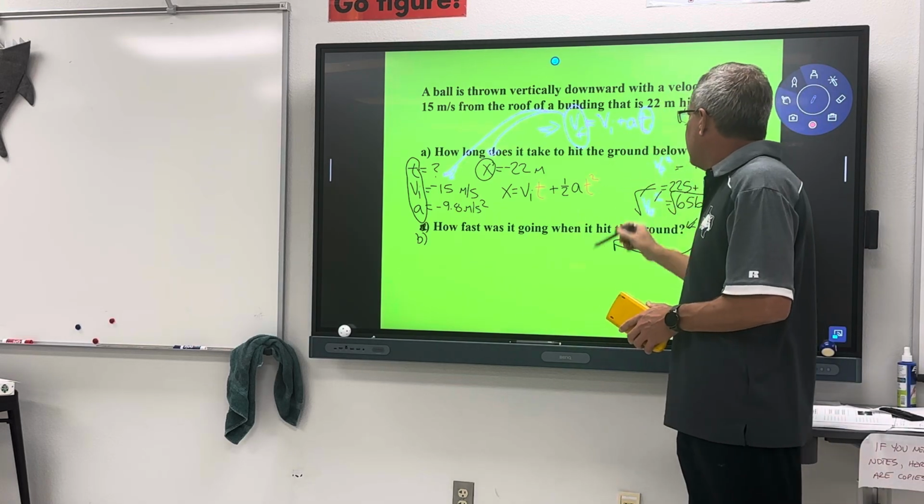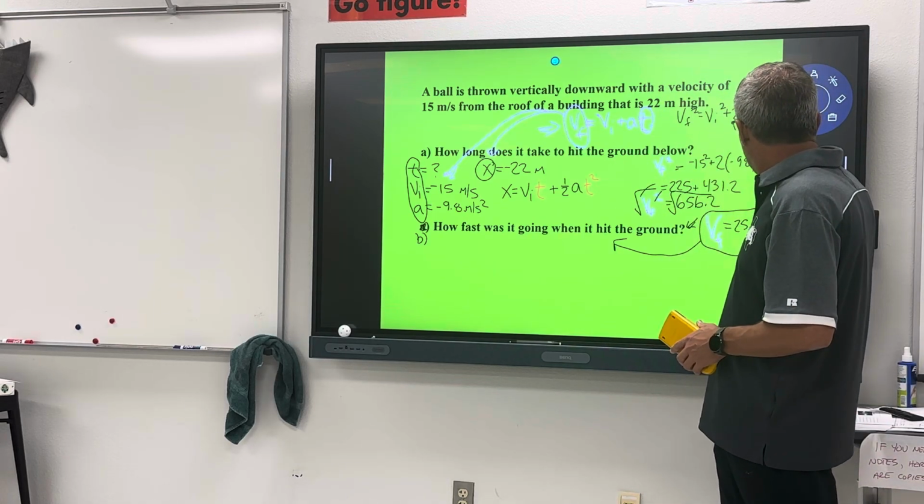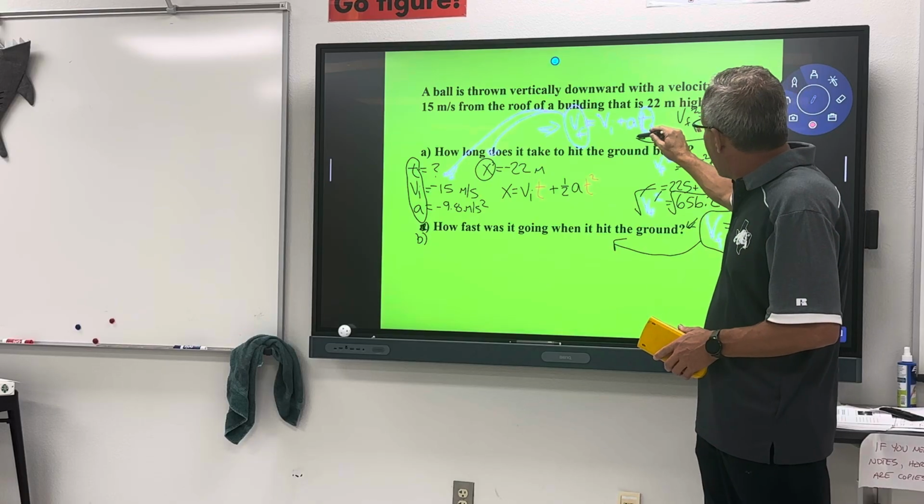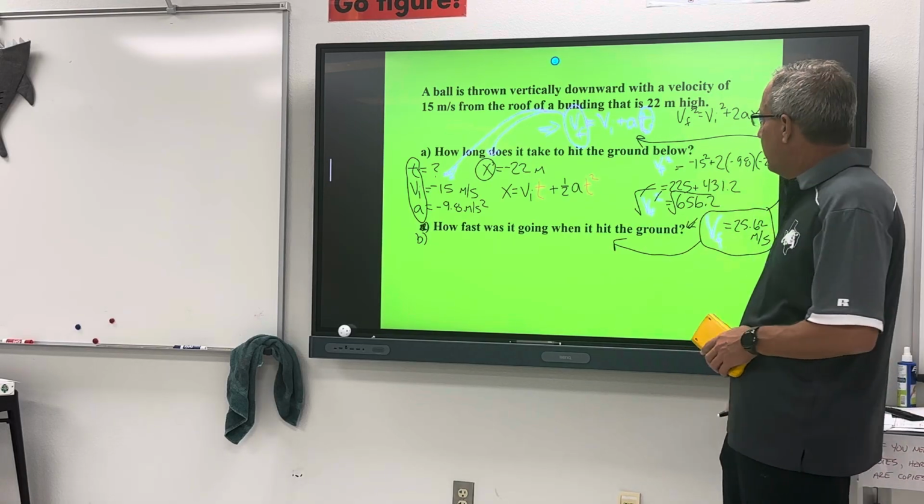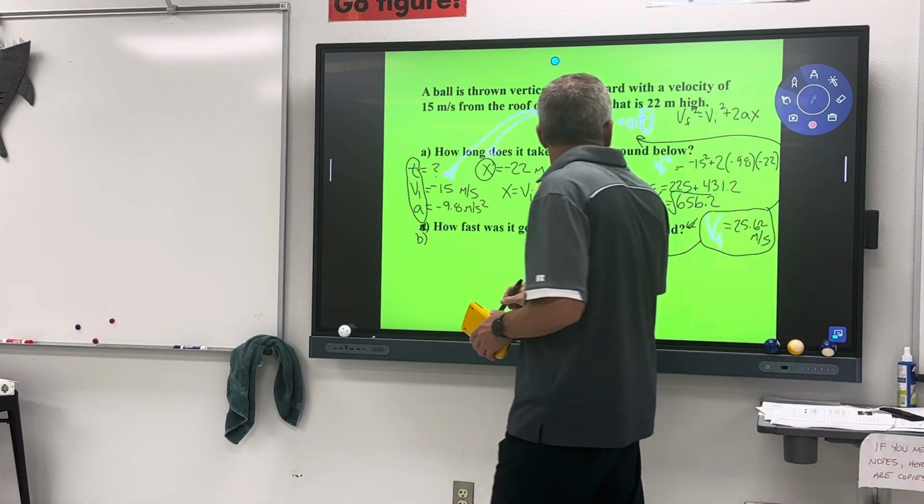However, we still need the time up here. So remember, we're now going to take this and bring it all the way back up into here. All right, and we're going to note that final velocity is 25.